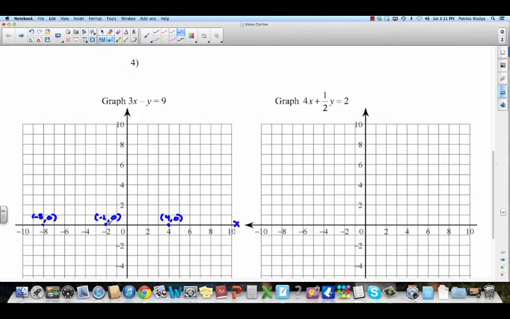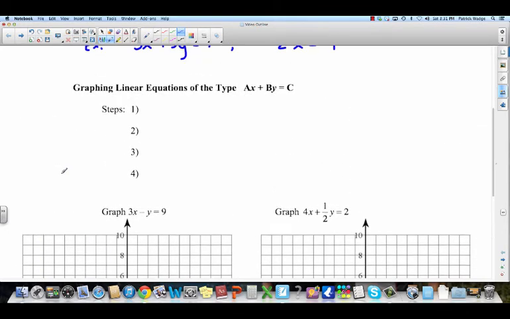All these points here are called x-intercepts. And the reason they're called x-intercepts is because they intercept or touch or cross the x-axis. So what's true about all x-intercepts is they have a y value of 0. Maybe I should actually write that down. I'll put it over here. All x-intercepts have a y value of 0.